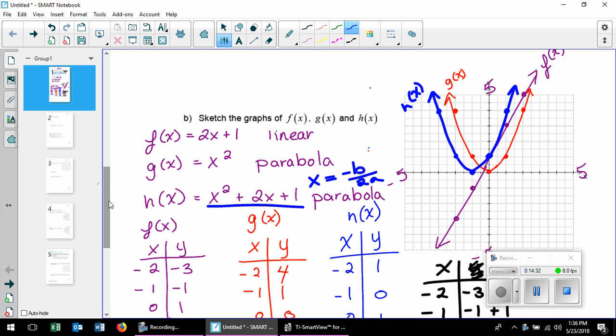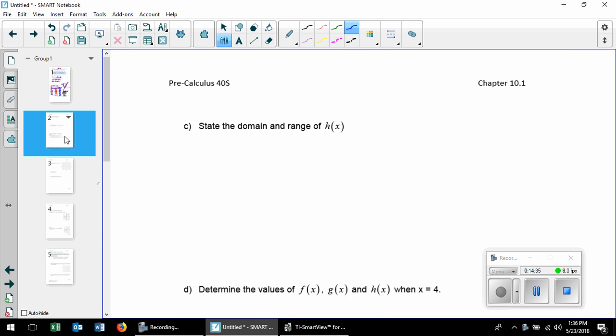I'm done. Perfect. Okay, state the domain and range. So the nice thing is we already have the graph. Once we have the visual, you can do the domain and range really easy. So we're going to say negative infinity to positive infinity. And the range for this graph, inclusive or exclusive of 0?